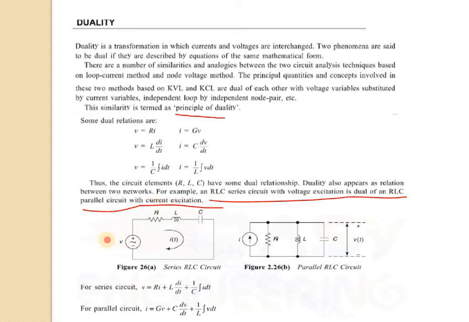That means a series RLC circuit is the dual of a parallel RLC circuit with a current source. So for the series RLC circuit, V equals Ri plus L di/dt plus 1 by C integration of I dt, and for the parallel circuit, I equals Gv plus C dV/dt plus 1 by L integration of V dt. These are the main dual relationships.